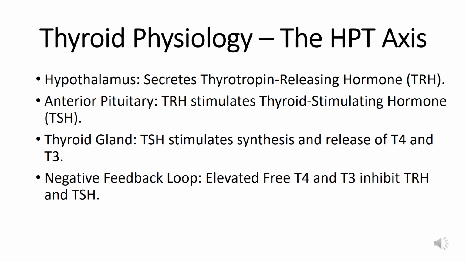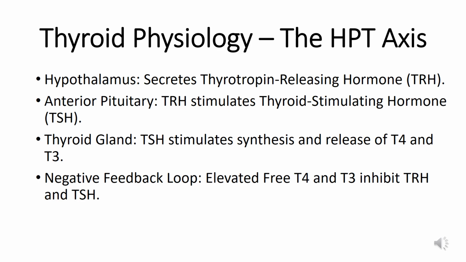This feedback mechanism prevents excessive thyroid hormone production and helps maintain stable hormone concentrations. When thyroid hormone levels drop, the opposite occurs. The hypothalamus releases more thyrotropin-releasing hormone, the pituitary secretes more thyroid-stimulating hormone, and the thyroid is stimulated to produce additional T4 and T3. This continuous adjustment allows the body to respond rapidly to changing metabolic demands.